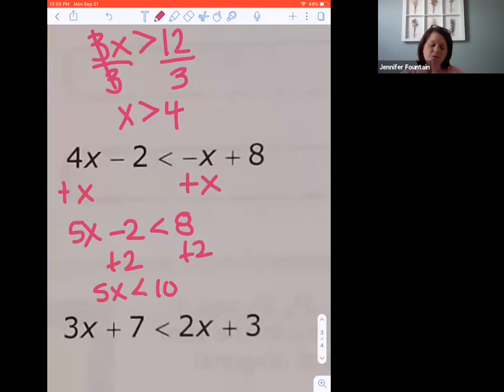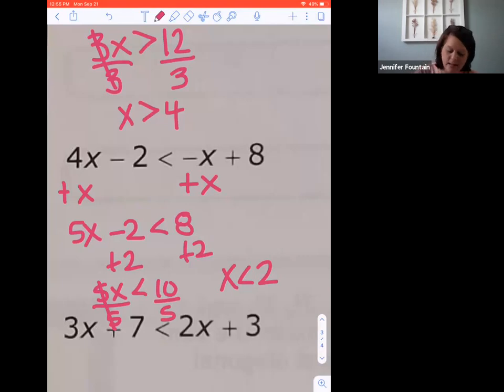So now I know that x and 5 are being multiplied. So to undo it, I need to divide by 5, divide by 5. My 5s are going to cancel, so I'm going to end up with x is less than 2. Any questions on that?